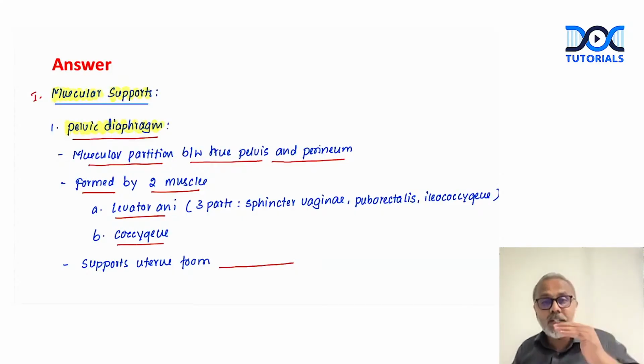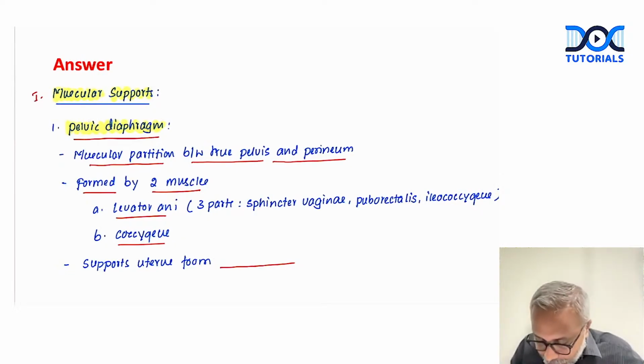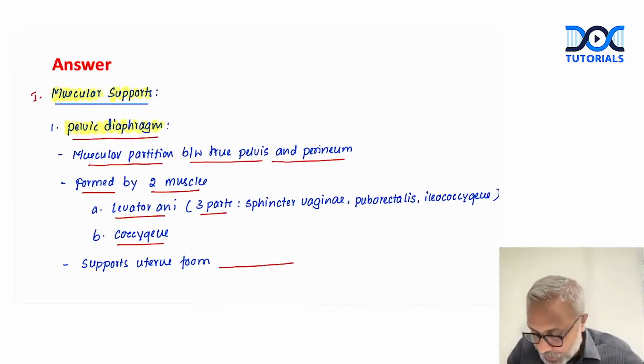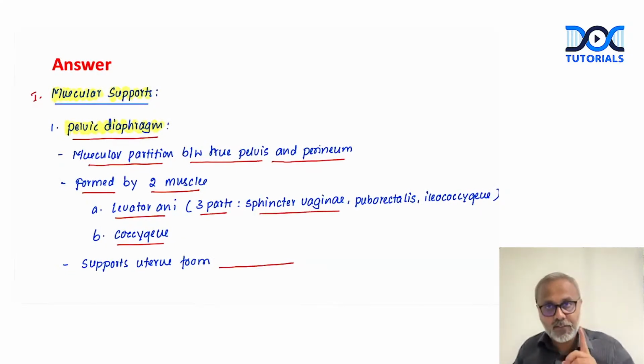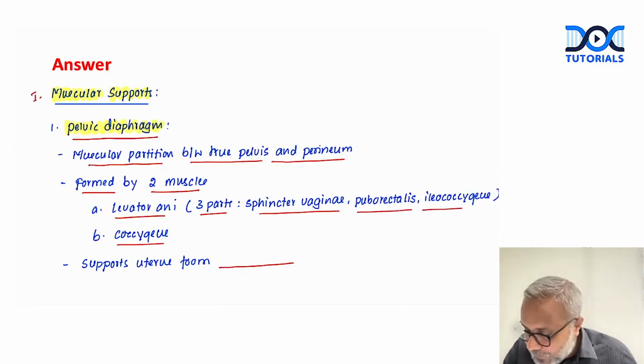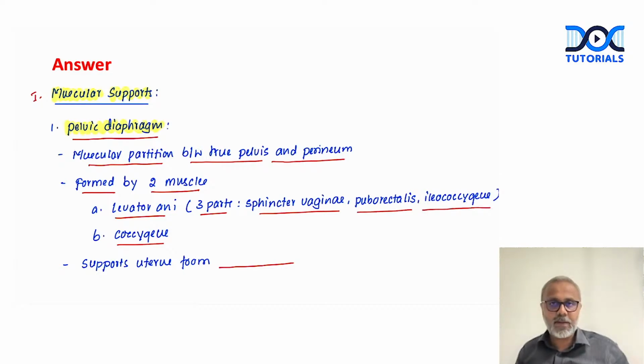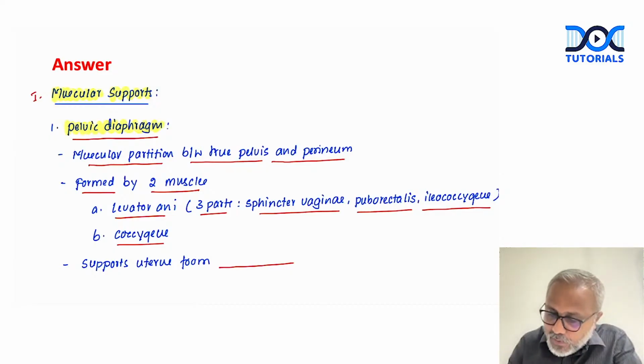Now, under levator ani, write the three components. What are the three components of levator ani? Levator ani has three parts. These are the sphincter vaginae first, then we have puborectalis, and then we have the ileococcygeus, right? So this should be the second line, right? Once you have written this, now it's time to draw the diagram, right?